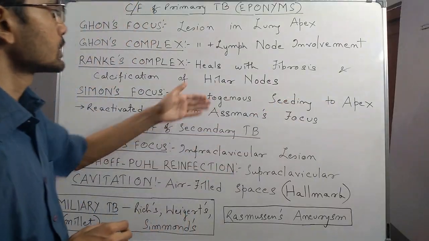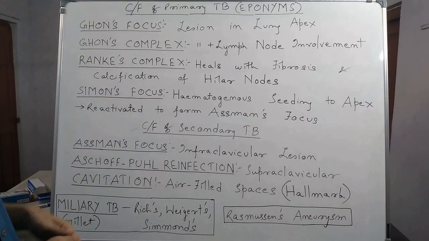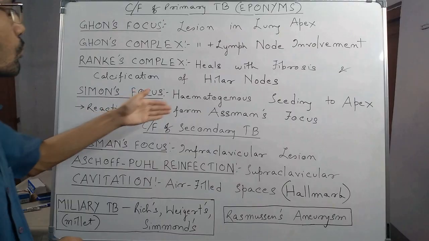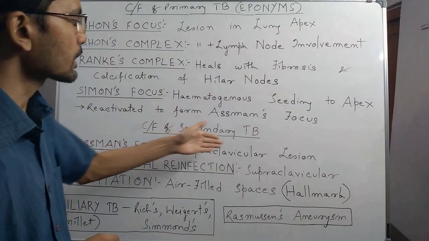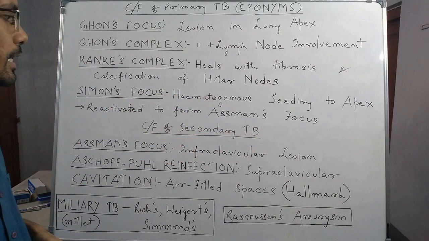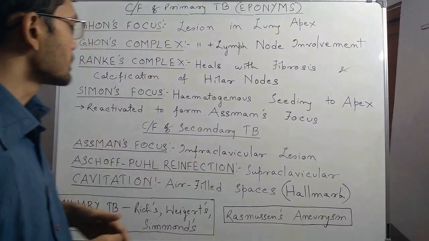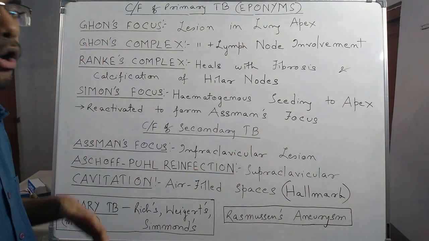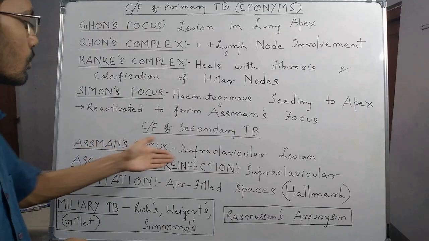If the primary lesion originates outside the lung and then seeds or spreads to the apex of the lung through the hematogenous route, it's known as Simon's focus. It may be reactivated to form Assmann's focus, which is an infraclavicular lesion. And a supraclavicular lesion is mainly called Poole's lesion, or may otherwise be known as Aschoff-Puhl reinfection.